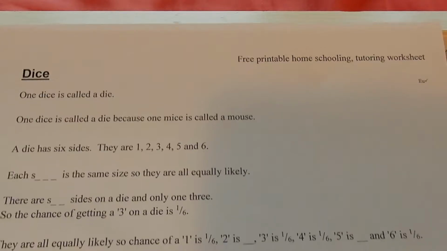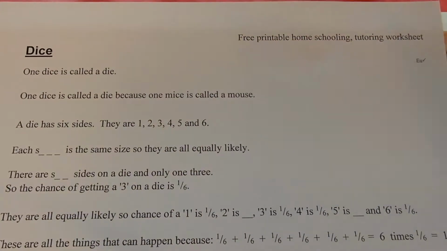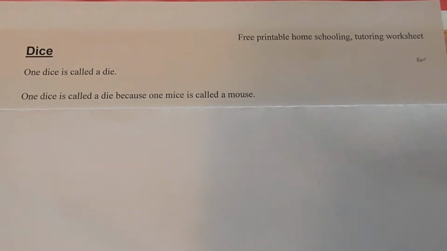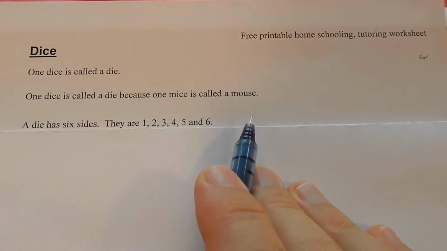The chance of something happening. Probability. One dice is called a die. A dice is called a die because one mice is called a mouse. Well, yeah, it's the same stuff.